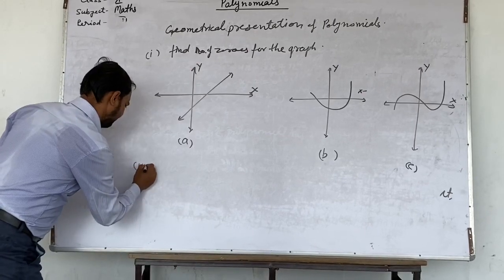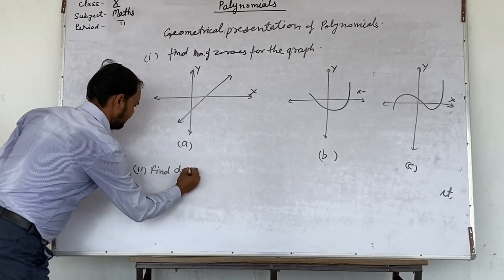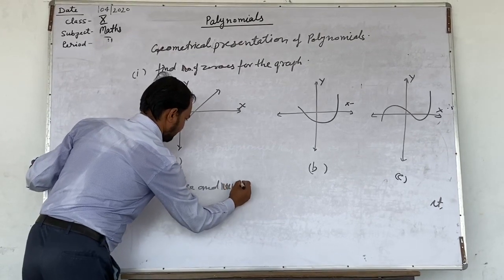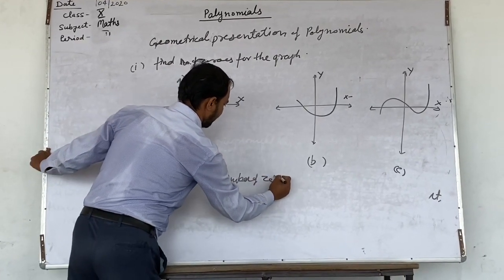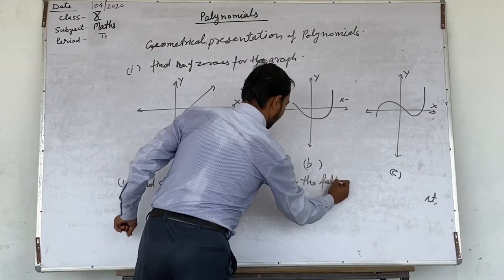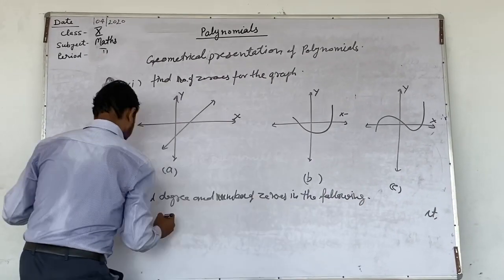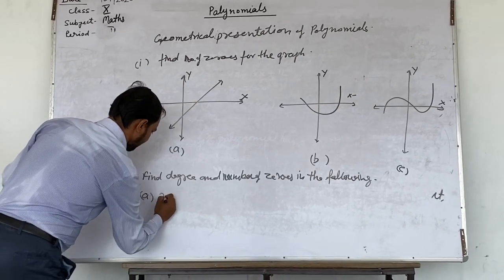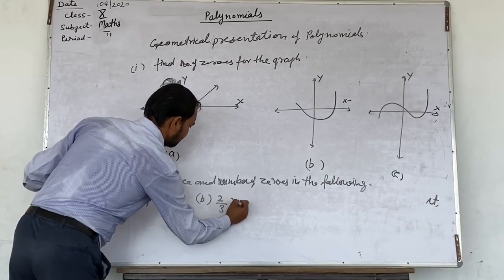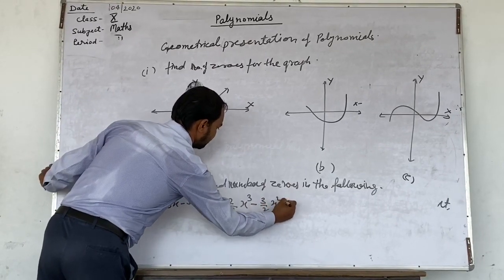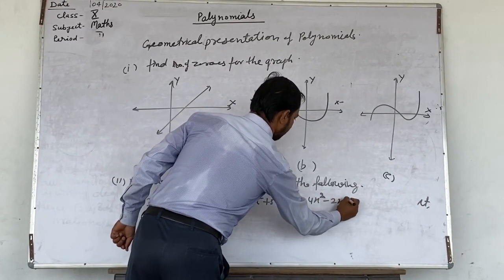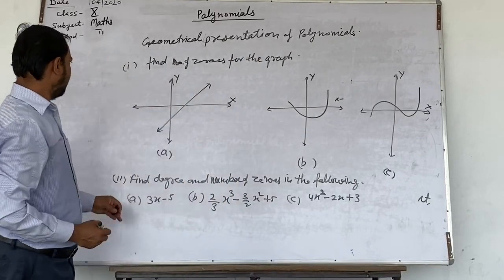Second, find the degree and number of zeros in the following: 3x minus 5, 2/3 x cube minus 3/2 x square plus 5, 4x square minus 2x plus 3. Okay, thank you. Now complete this homework.